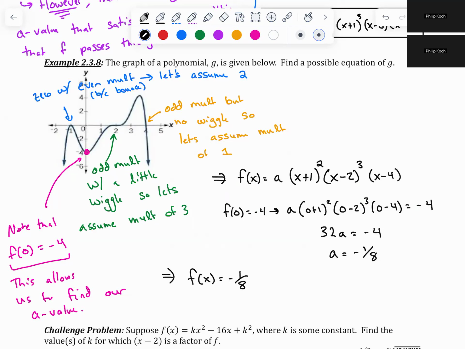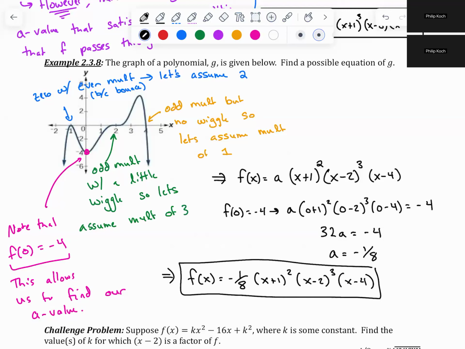And that lines up. This should have a negative leading coefficient because both ends are pointing downwards. If we got a positive coefficient, that wouldn't make any sense because that would mean both sides were going up, because this is an even degree polynomial. We need the end behavior to be falling on the left and falling on the right. So it should be negative, and we got a negative, so we're happy with that. So -1/8 times x plus 1 to the second power times x minus 2 to the third power times x minus 4 to the first power. And that is one possible answer.